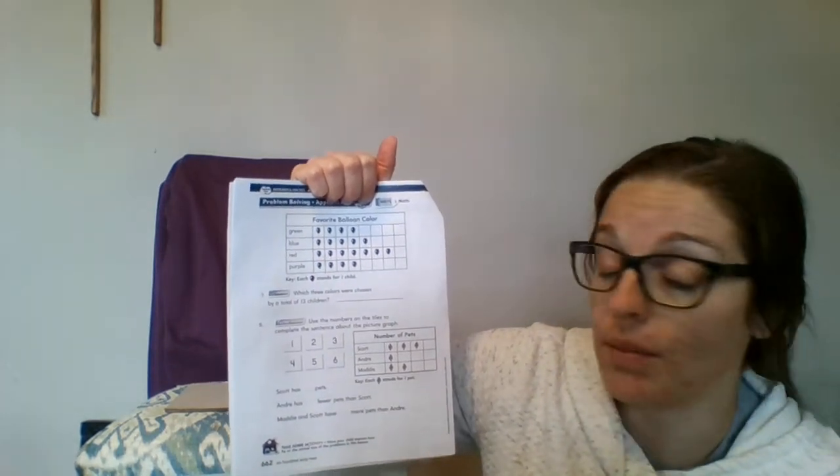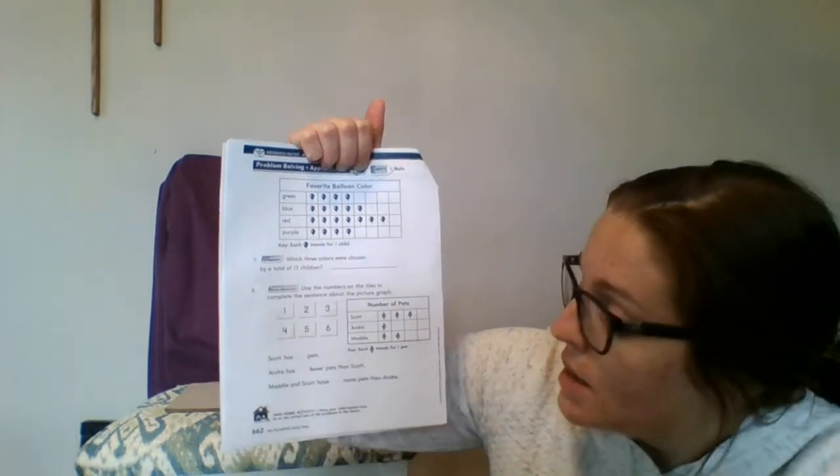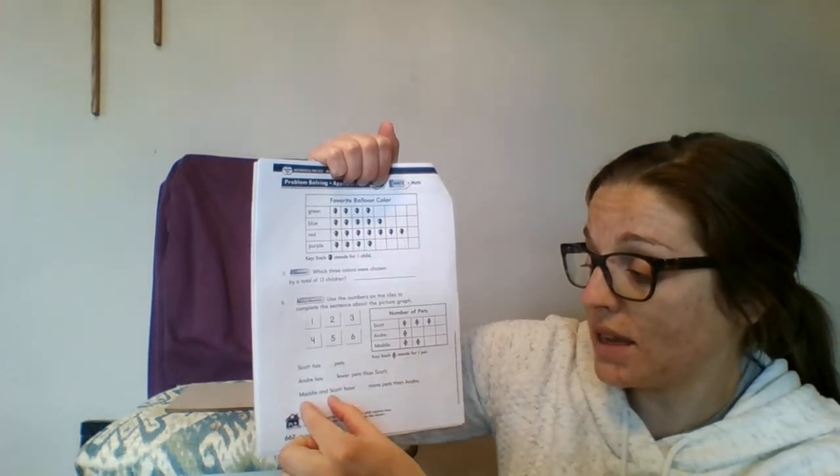So you're going to have to compare Andre's amount to Scott's amount. So remember, when we're comparing the two, we will subtract. And then Maddie and Scott have blank more pets than Andre. So to figure out that bottom one, you're going to have to first add together Maddie and Scott's number of pets. And then whatever total you get for those two, you are going to compare it to Andre's total. So after you add Maddie and Scott's together, you will then subtract Maddie and Scott's total and Andre's total to figure out how many more they have than Andre.